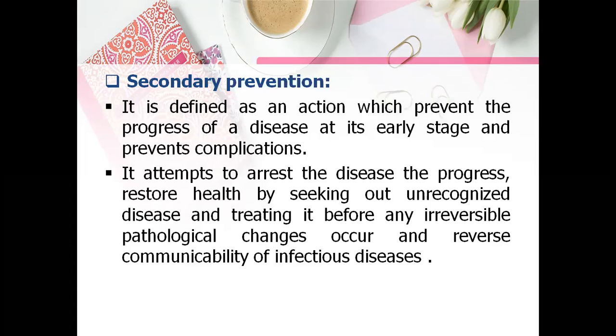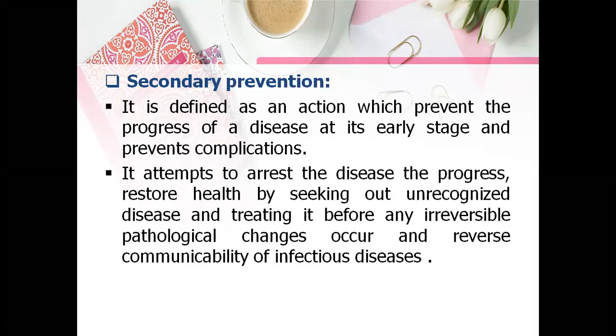So it attempts to arrest the disease process and restore health by seeking out unrecognized disease and treating it before any irreversible pathological changes. Irreversible means something which cannot be reversed back. So before these things occur, or before it proceeds further or becomes very complicated, we are trying to stop it during that stage, and reduce the communicability of the infectious disease. This is under secondary prevention.